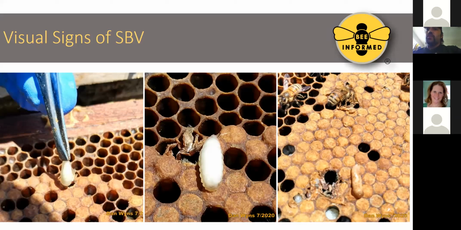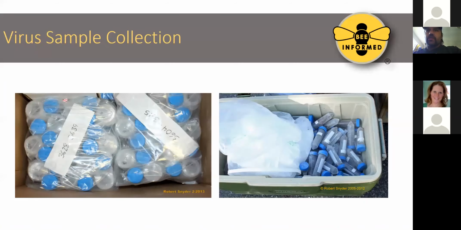If you do pull out a larva and it is chalky, that's chalkbrood, which is another disease. But sac brood virus and chalkbrood symptoms can look very similar. These pictures were from Dan, who's going to talk in a little bit. And next I'll talk about how we collect these virus samples.